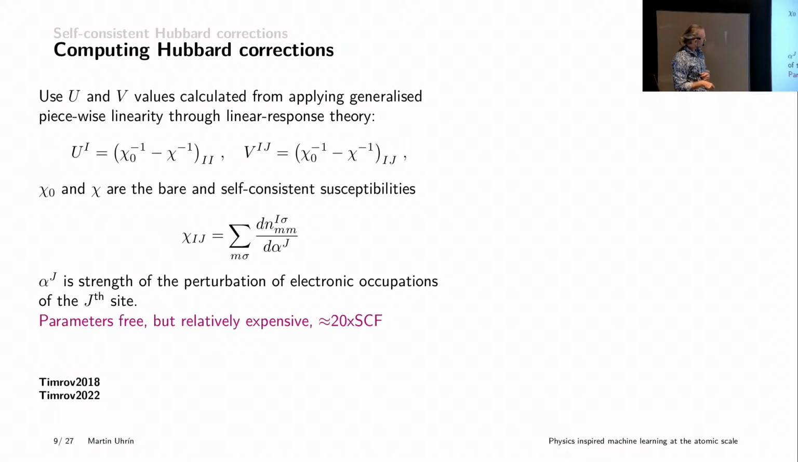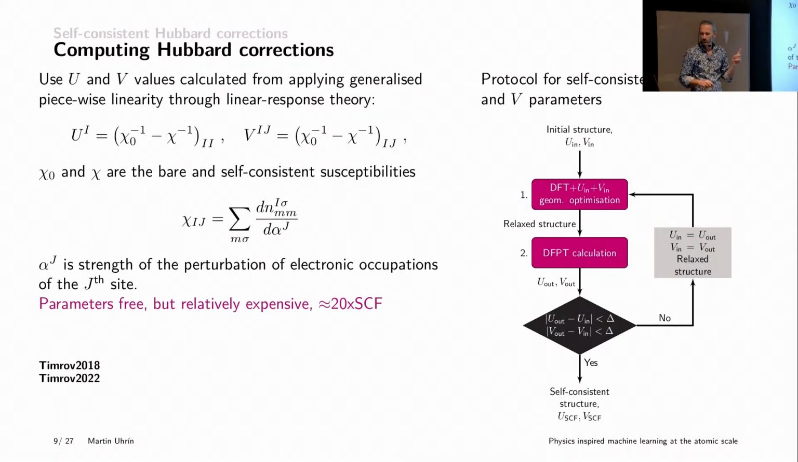It's quite a complicated scheme, and you can look up the papers of Yuri Timrov if you're interested. But the thing that was really bothersome for me is that this is really, really expensive, right? To do this self-consistently, this one linear response calculation is going to cost about 20 times the cost of one of my DFT calculations. And it's even worse than that because I have to do this multiple times.